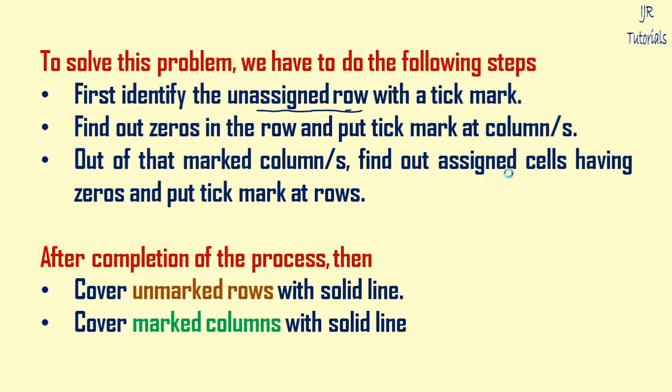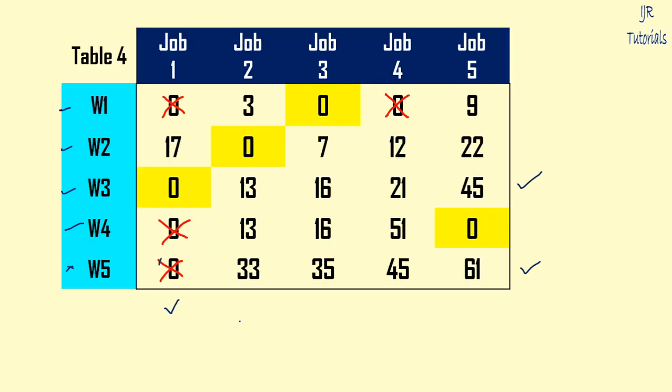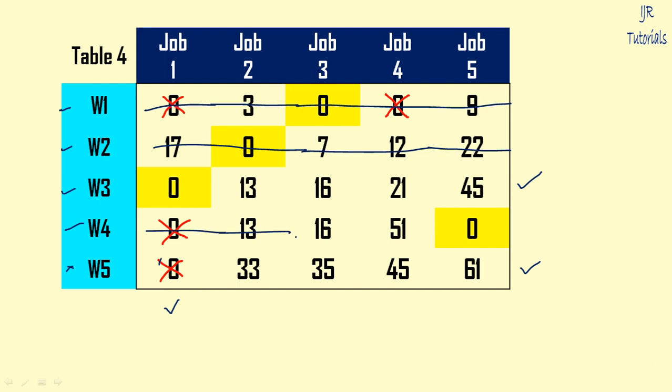Once we put the tick mark, what we can do is cover unmarked rows and cover marked columns. So what are the unmarked rows? W1 is unmarked. So that's the reason we can strike off this particular row like this. And W2 is also unmarked. We can strike off the line like this. And W4 we can strike off like this. Unmarked rows. And here are marked columns. Cover marked columns.